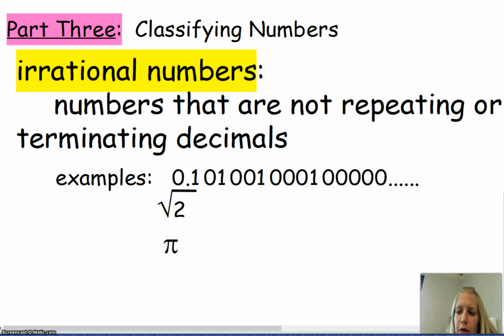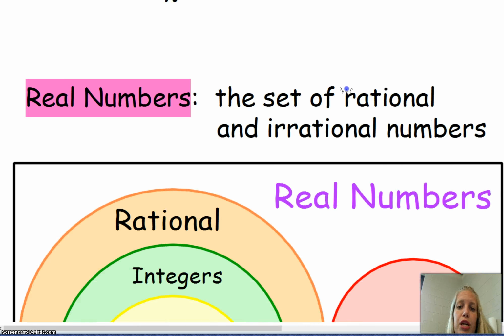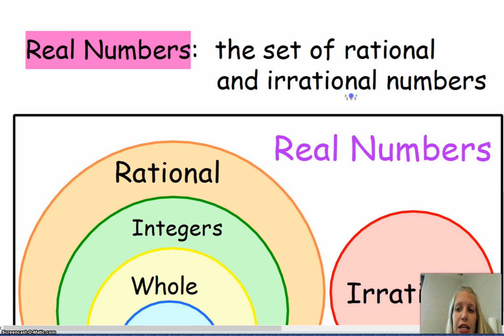If you did the second one, square root of 2, if you typed that in your calculator, which I'll show you how to do in class, you're going to get about 1.4142, and it keeps going. There's no repeating whatsoever. So again, that's irrational. The number pi never repeats, and it goes on forever. That's irrational. Real numbers are the set of rational and irrational numbers.